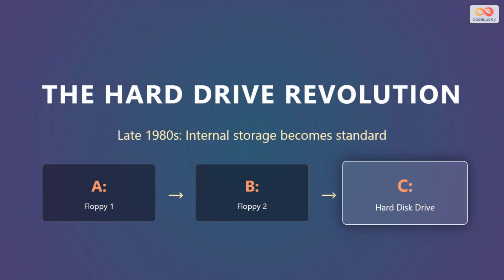By the late 1980s, hard drives became more affordable and started appearing in standard computers. These drives offered massive storage compared to floppies and didn't need to be swapped out. However, since the letters A and B were already the standard convention for the two floppy drives, the computer needed a new letter for this new internal device.